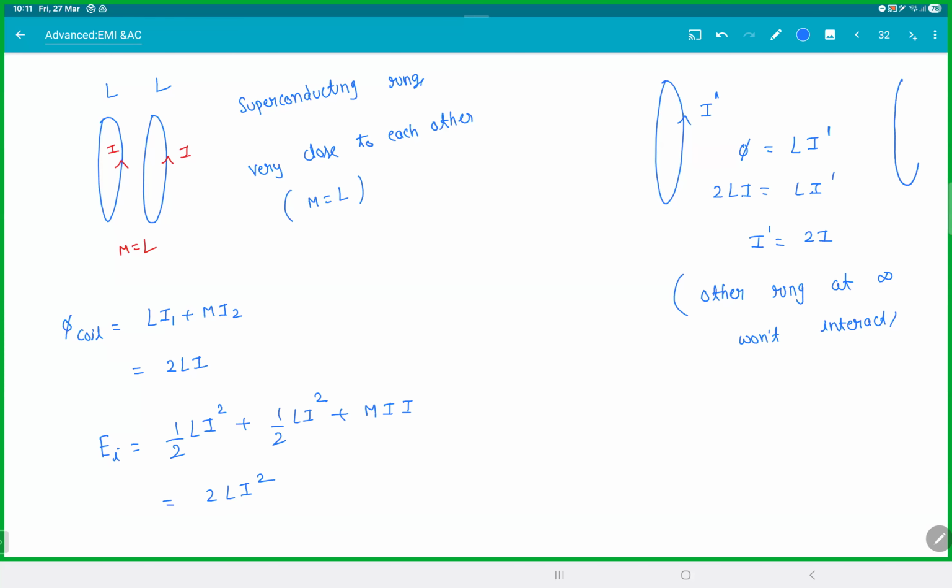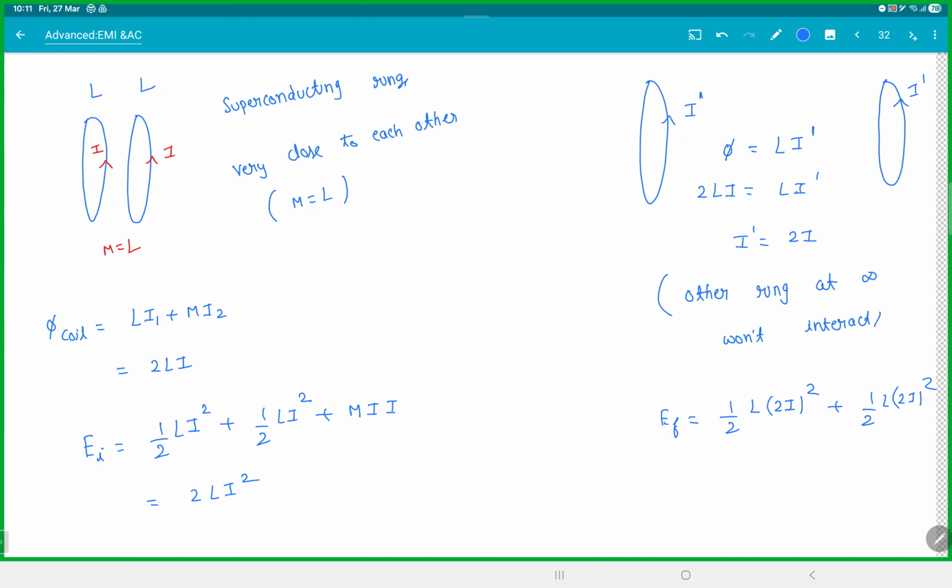There is a second ring also, don't forget. Both the rings, the current has changed. Now what is the final energy? Half L 2I whole square. The other ring also is half L 2I whole square. There will be no interaction energy. So there's only self energy. So this guy will be 4Li square. Therefore, the work done by external force is E final minus E initial. You subtract that initial energy. So 2Li square.